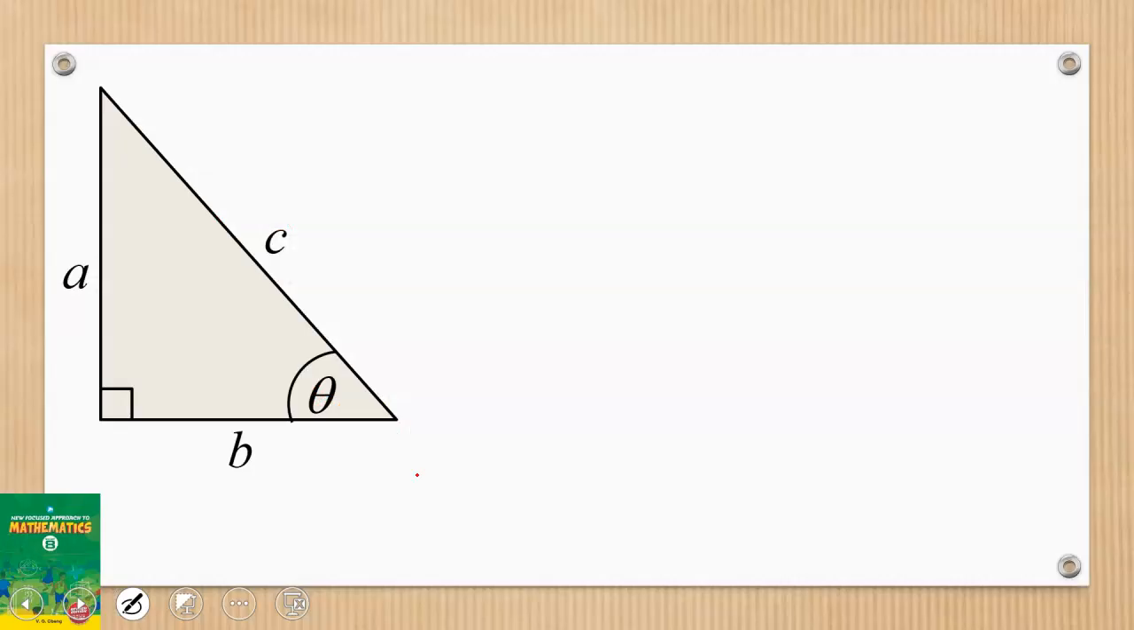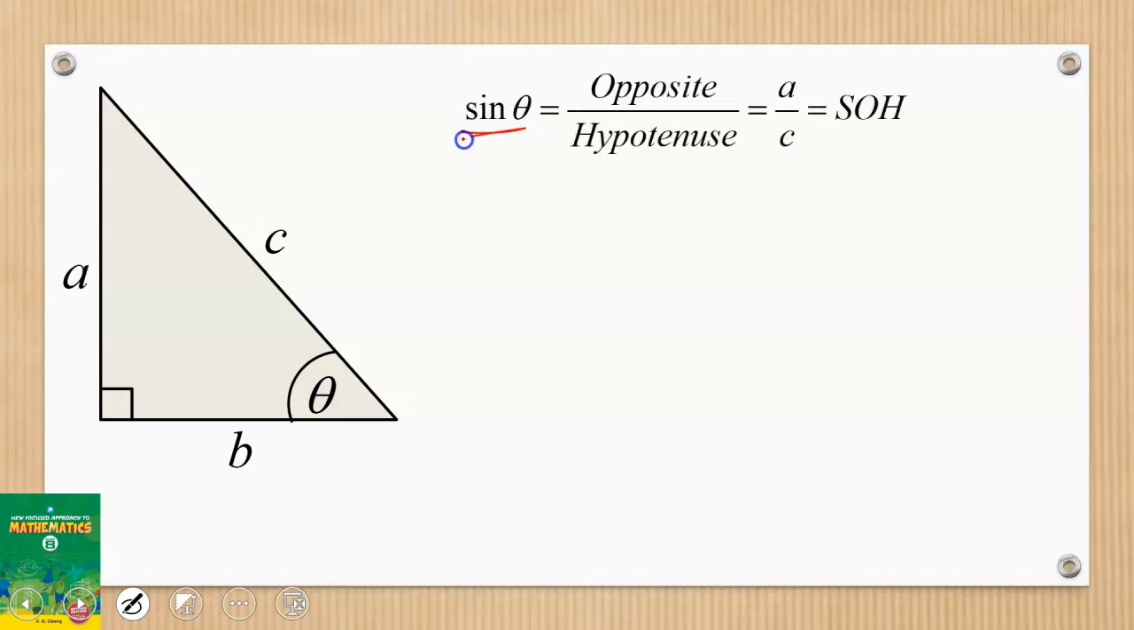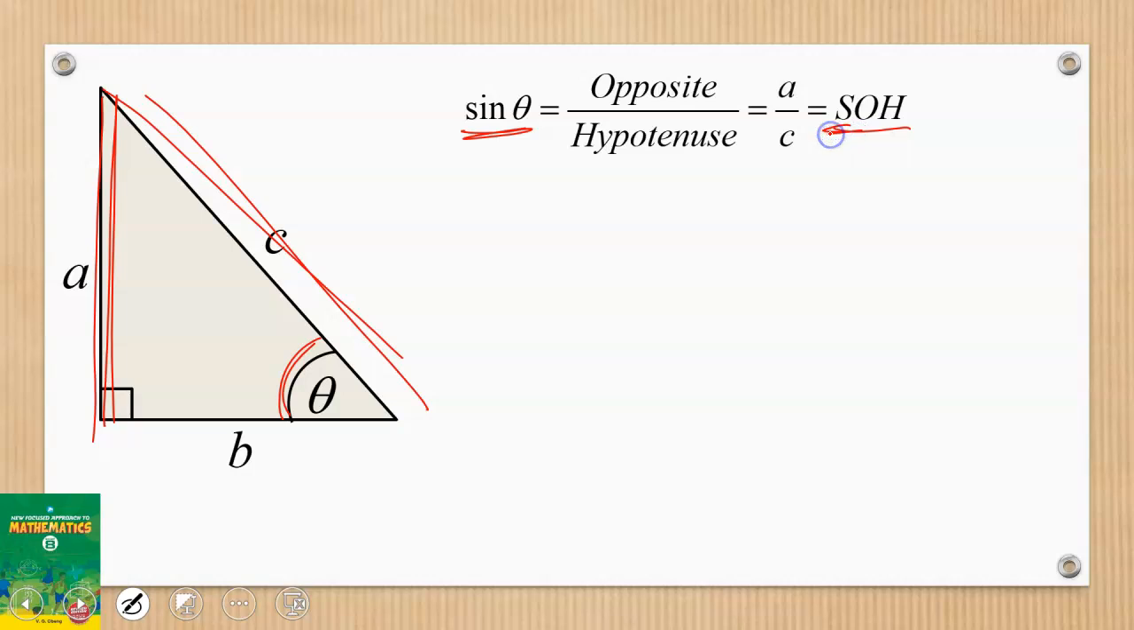So in conclusion, what we are trying to learn here is that anytime you have a right angle triangle and you pick the sine ratio, that's the sine of the angle given is always equal to the opposite side of the angle divided by the hypotenuse side, which is A over C. To remember this, we use the acronym SOH. That is, with the sine, we say opposite over hypotenuse.